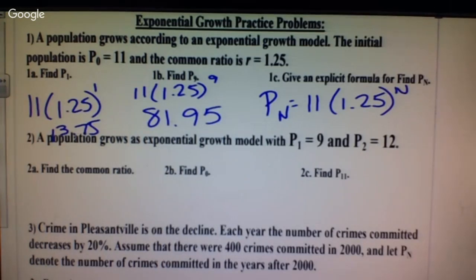Okay. Take a look at number 2. A population grows as an exponential growth model, with P sub 1 is 9 and P sub 2 is 12. We're dividing. I need to find the common ratio. So how do I do that? You divide 12 by 9. You get 1.3.